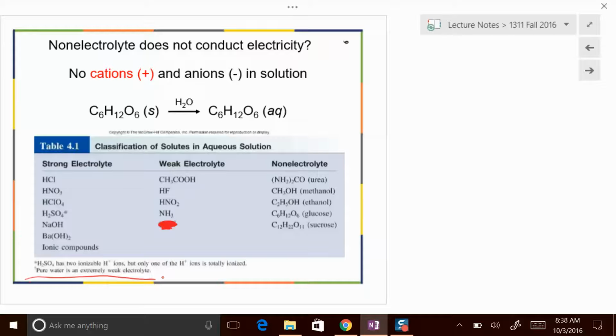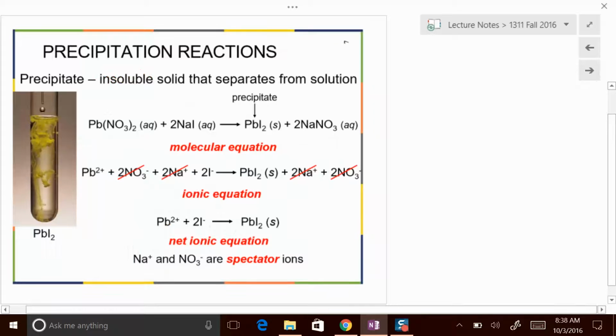And here are some things that are completely non-electrolytes. Methanol, ethanol, glucose, sucrose. These sugars, the ethanol, the methanol, none of those can conduct electricity at all. They're completely unable to do that. Okay?